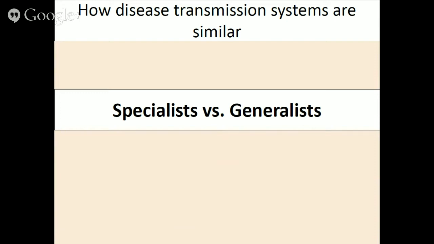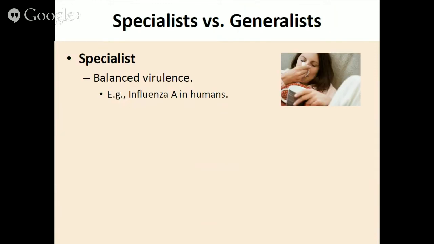In disease ecology, we can talk about pathogens that are specialists, and others that could be generalists. For example, a specialist pathogen is going to look for a balance in the virulence. It's going to try to keep the host for a long period, so it's going to look for the perpetuation of the parasite too. For example, influenza in humans usually does not have a high virulence.